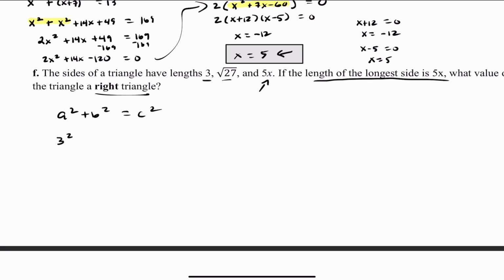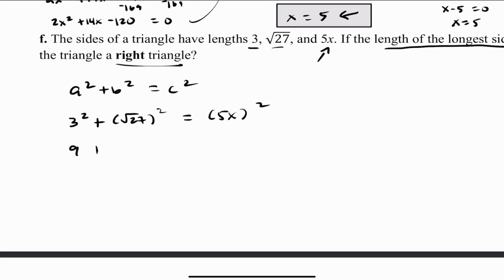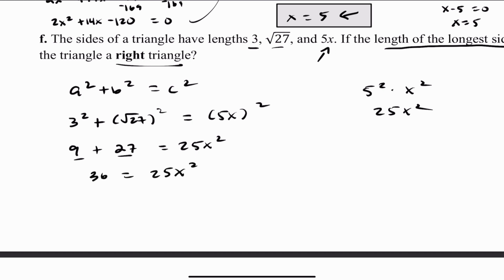So I have 3 squared plus root 27 quantity squared equals 5x quantity squared. 3 squared is 9 plus root 27 quantity squared. Well, that's root 27 times root 27, which is simply just 27. And I equal that to this 2 gets distributed to the 5, and this same 2 gets distributed to the x. So it's 5 squared times x squared, which is just 25x squared. 9 plus 27 is 36, and I equal that to the same old 25x squared. Okay, I'm solving for x.